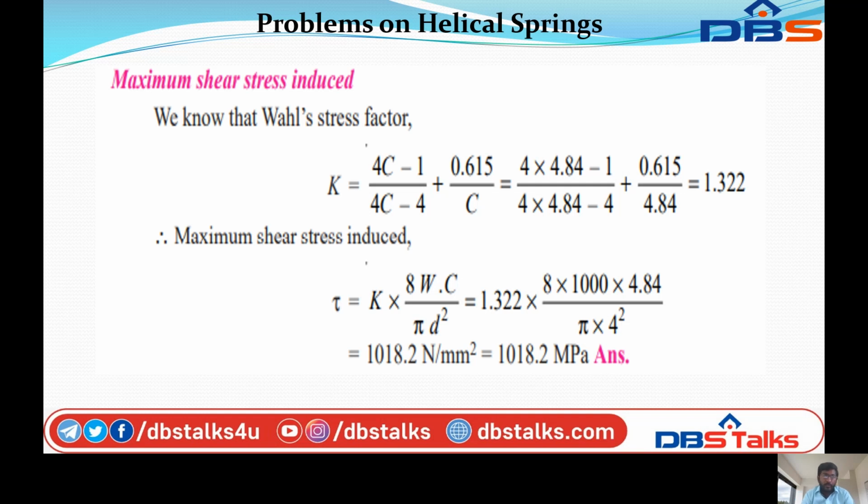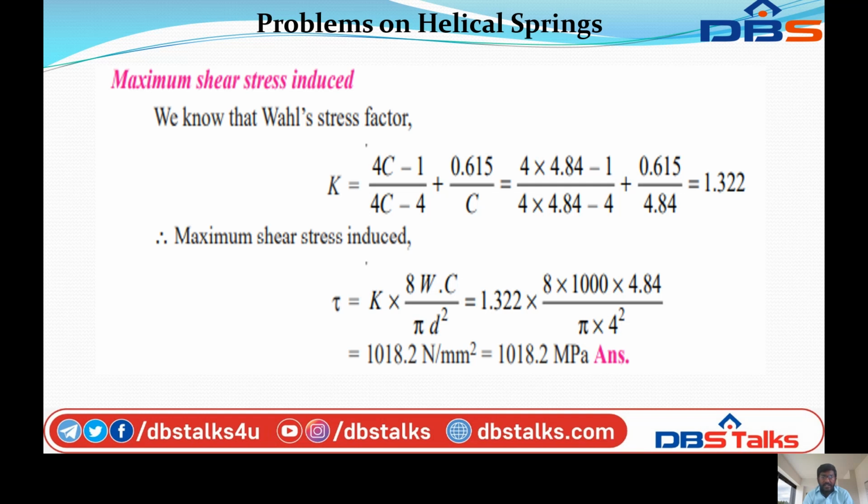So we know that the Wahl stress factor K is equal to (4C minus 1) by (4C minus 4) plus 0.615 by C. So we can substitute the values, that is equal to K equals (4 into 4.84 minus 1) by (4 into 4.84 minus 4) plus 0.615 by 4.84. So that is equal to K is equal to 1.322.